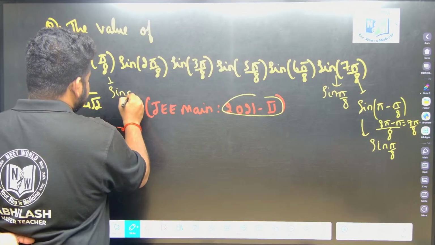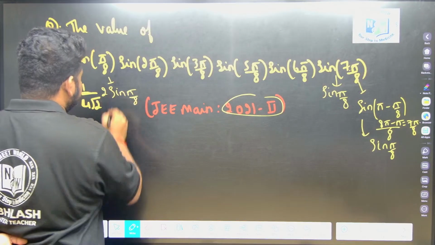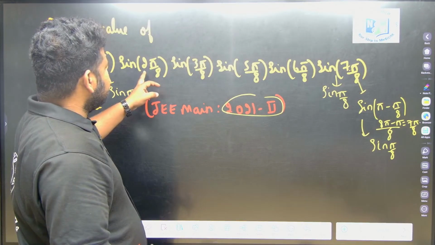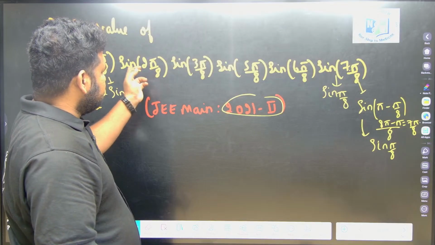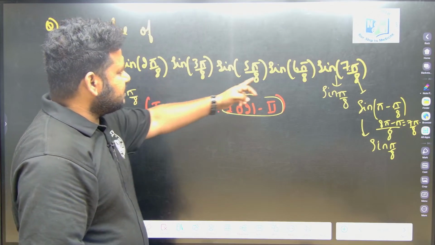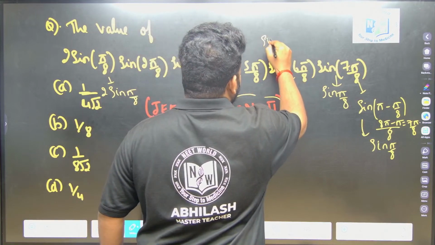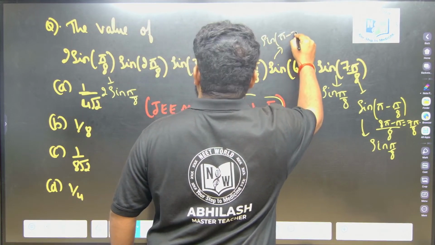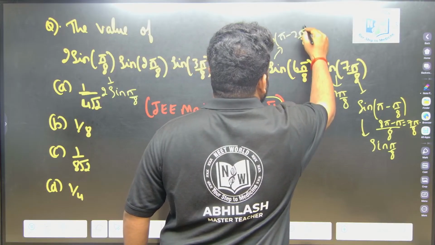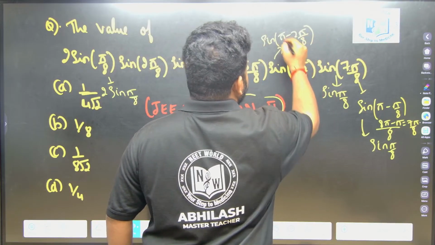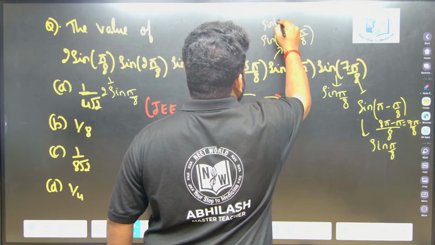Sin pi by 8 is there here actually, so 2 sin pi by 8. Similarly, 2 sin 2 pi by 8. Okay, sin 2 pi by 8 is there. Here what is there? Sin 6 pi by 8. Sin 6 pi by 8 can be written as sin of pi minus 2 pi by 8. Sin 180 minus theta is sin theta, so that is sin 2 pi by 8.